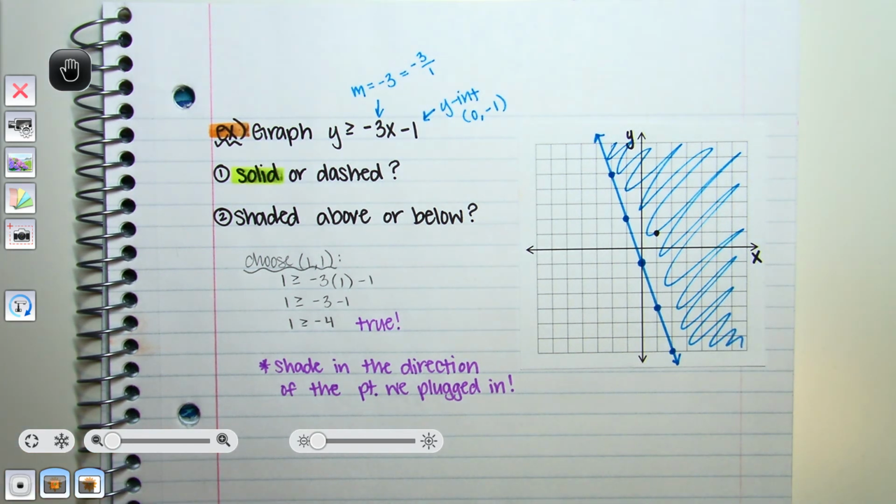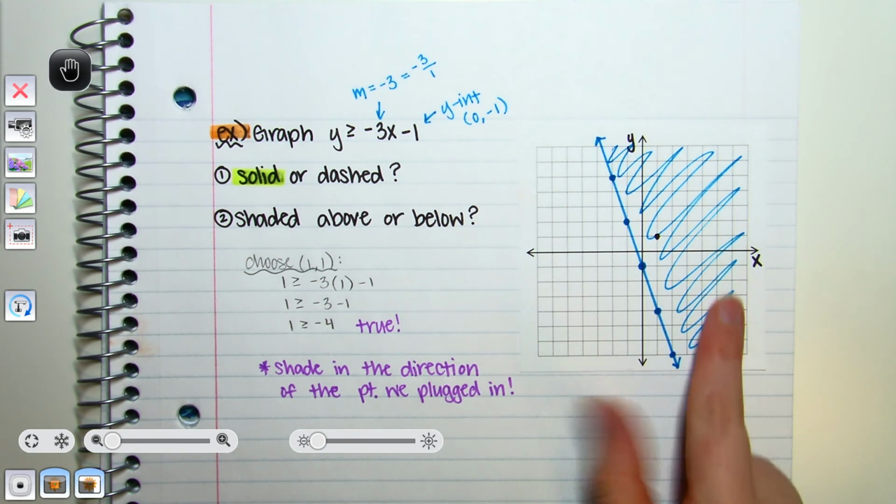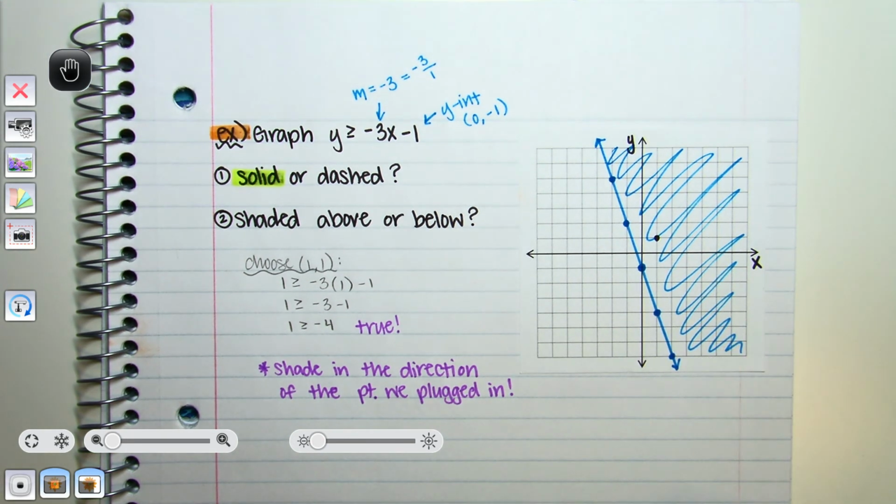Again, since I'm just shading one line, I'm not making this super nice and pretty and perfectly filled in. You'll understand in the next lesson that we do when we're doing a system of inequalities, I'm going to shade it in really nicely with colored pencil.